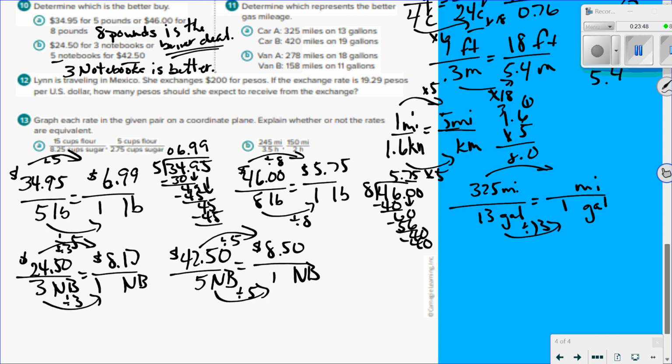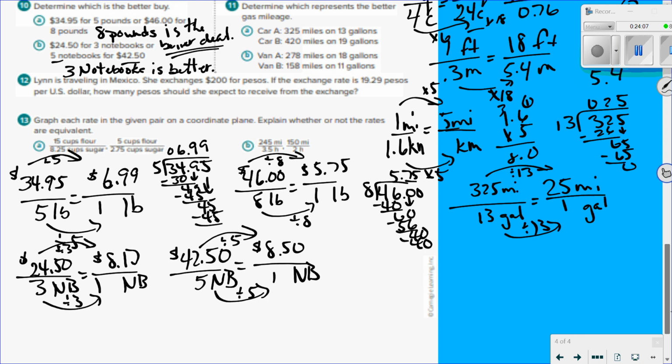So I'm dividing them both by 13. 325 divided by 13 won't go into 3. 32 is going to go twice. 26 gives me a 6. 5, that's going to be 5. So this one is going to be 25 miles per gallon.